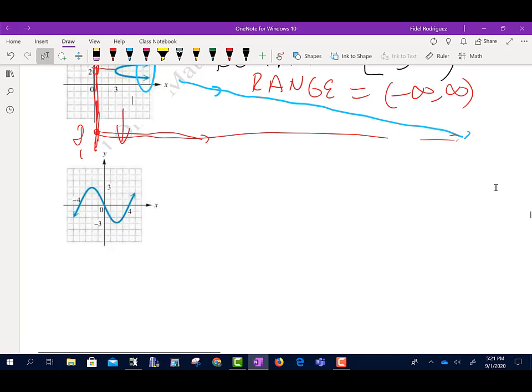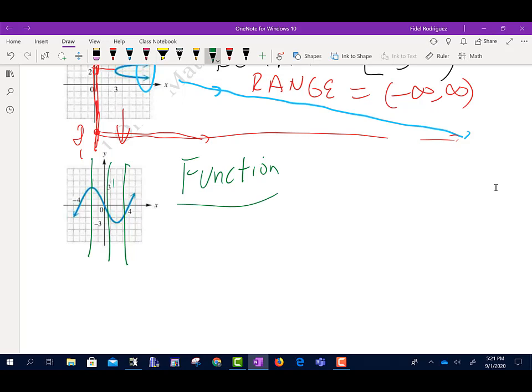All righty. So let's do the next one, okay? First thing, is it a function? Let's draw a vertical line. How many times did I hit it? Once. How many times did I hit it? Once. How many times did I hit it? Once. So do we have a function? Yes, we do.